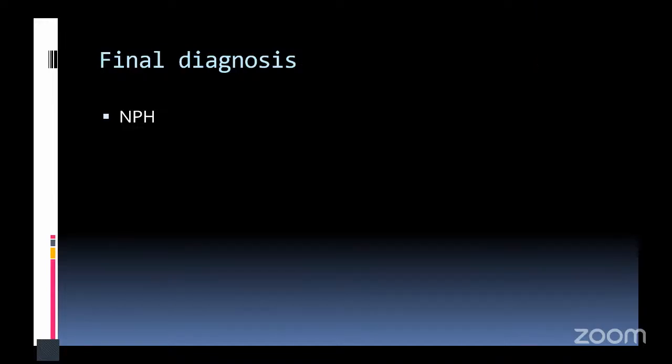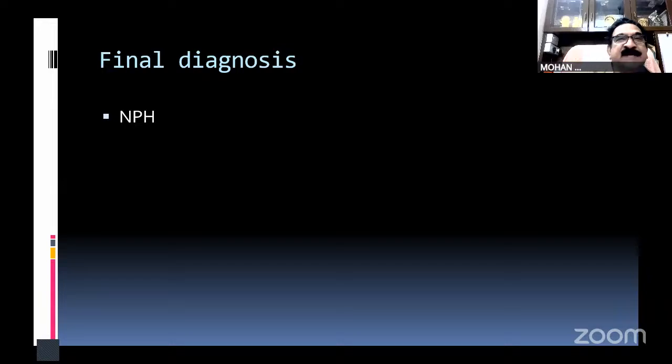Theoretically, a single tap is enough. Sometimes 3 taps are done. A single tap is enough, I'll tell you the reason. See, if you do a CSF tap and remove 30 cc, according to the normal rate of CSF production, within hours that CSF is replenished.